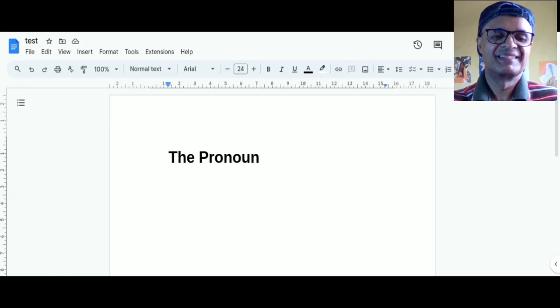In today's lesson, we will discuss pronouns and see how they work. I always start with some examples, and I will write two paragraphs simultaneously so that we can compare them and understand why pronouns are important and why we need them.